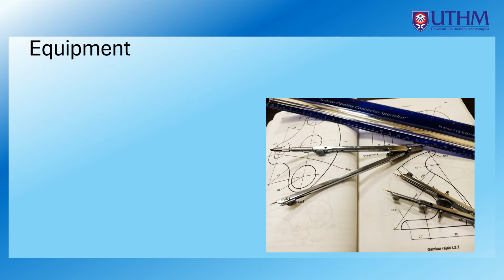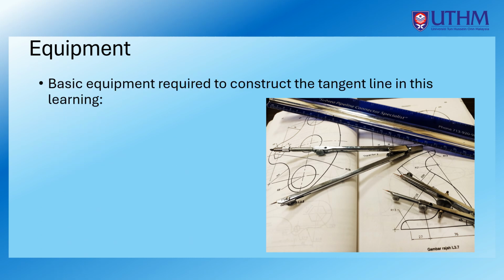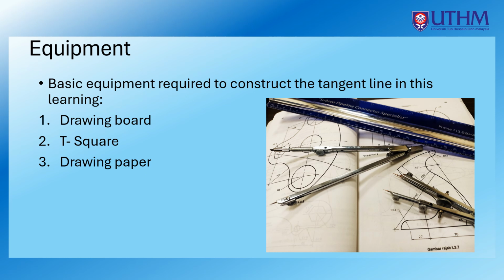Equipment. The basic equipment you are required to perform the construction of tangent lines are: first, you need a drawing board, a T-square, and drawing paper. In this case, we are going to use an A3 size paper, a compass, an eraser, and also masking tape.